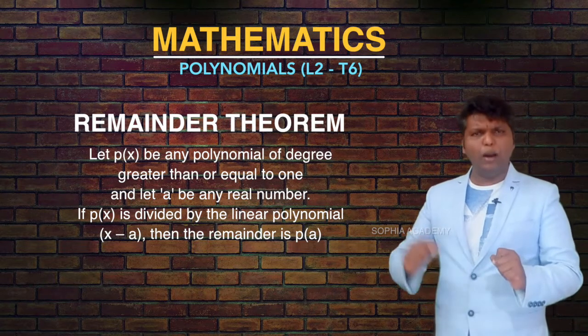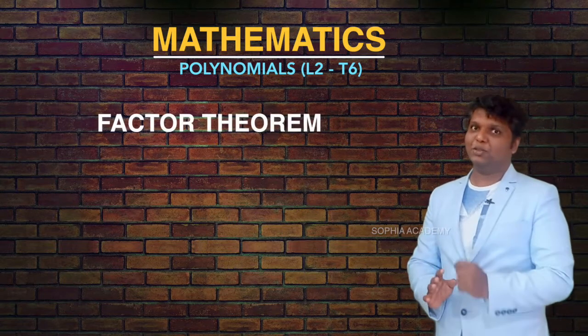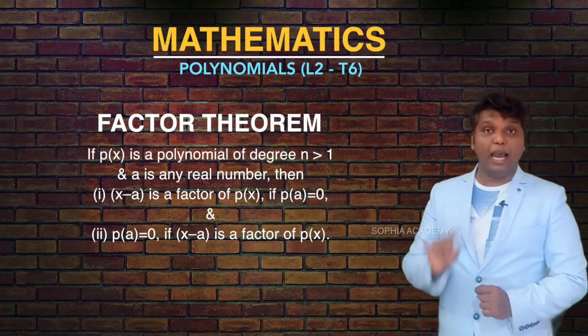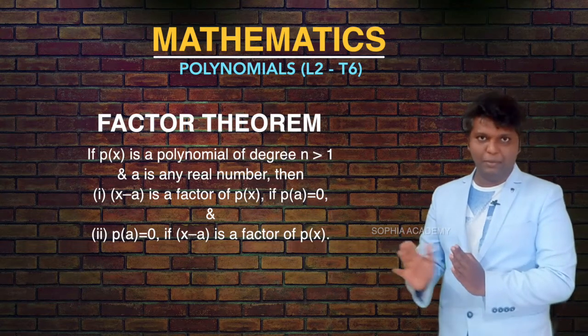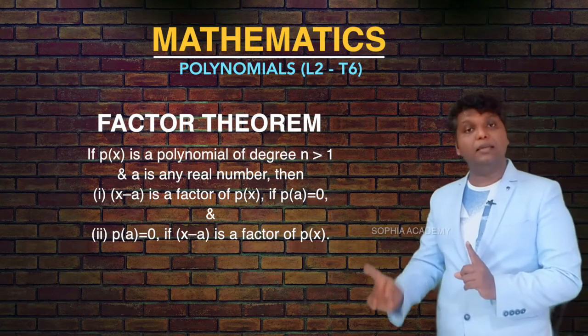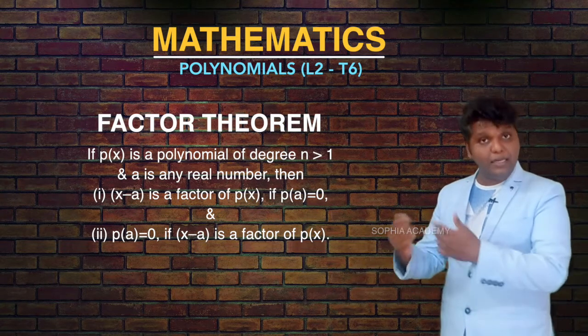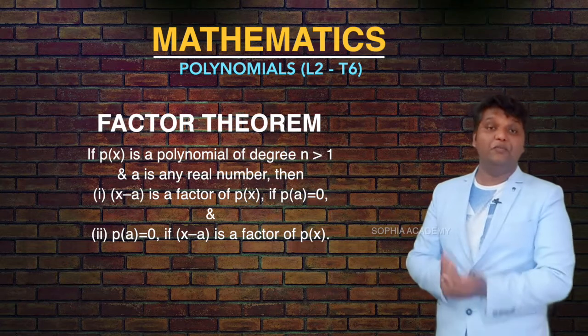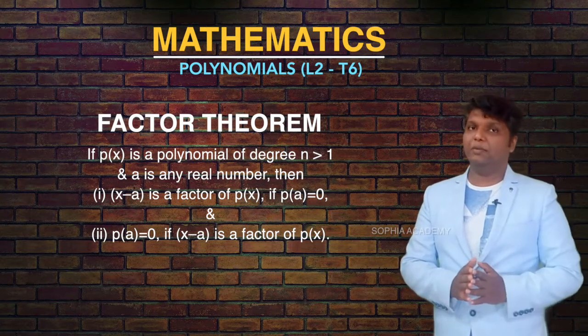And now one more thing is added to this one so that this will become factor theorem. Just listen to this one. I told you how to find the remainder. By finding the value of p of a, you will get the remainder, okay? And if this p of a is equal to 0, if the remainder is 0, then we can say that x minus a is a factor of the given polynomial.